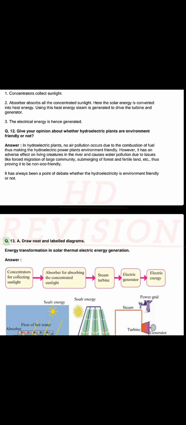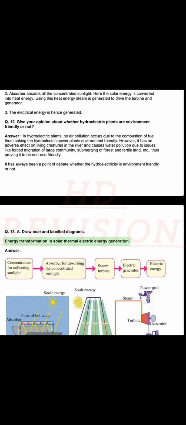Q. 13. A. Draw neat and labeled diagrams. Energy transformation in solar thermal electric energy generation. Answer. Q. 13. B. Draw neat and labeled diagrams. One solar panel produces a potential difference of 18 volts and current of 3A. Describe how you can obtain a potential difference of 72 volts and current of 9A with a solar array using solar panels. You can use the sign of a battery for a solar panel.